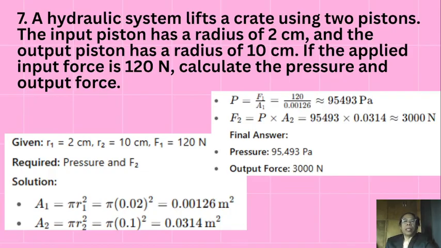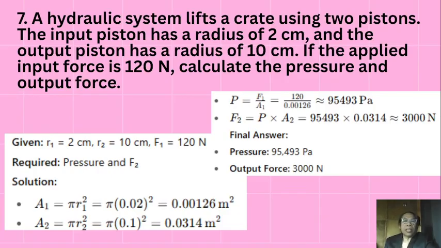So solution, A1 is pi R1 squared. Substitute the R1, the answer is 0.00126 meters squared. A2 is equal to pi R2 squared. Substitute the given data 0.1 and then you will be getting 0.0314 meters squared. The given radius is in centimeters, so we converted it to meters. And then the pressure will be F1 over A1. Substitute the given data, 120 Newton, and the area 1, which is 0.00126 meters squared.